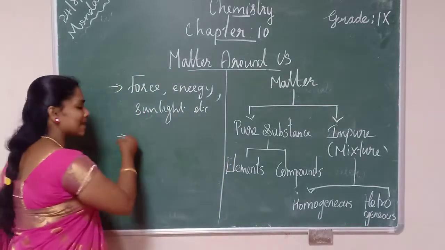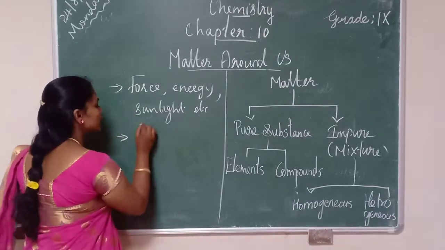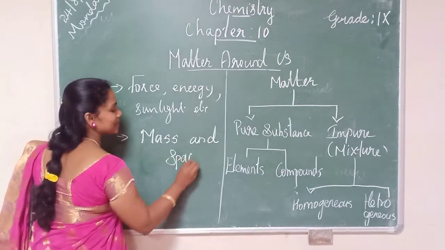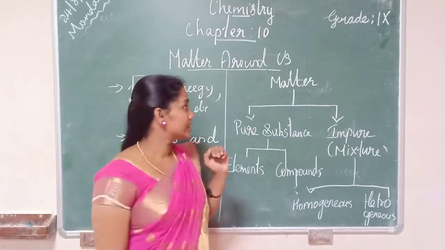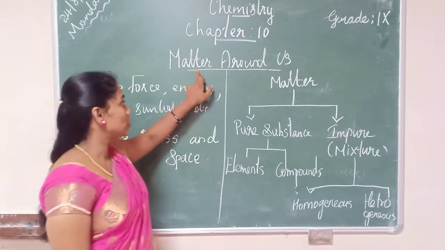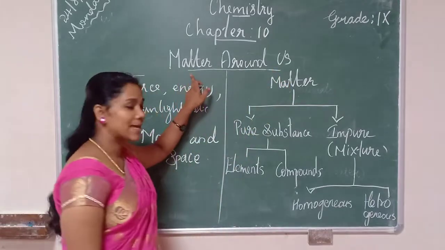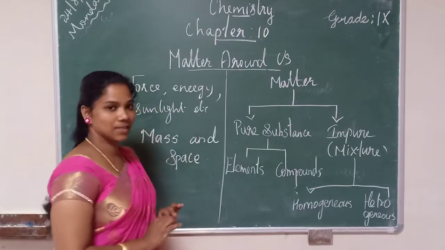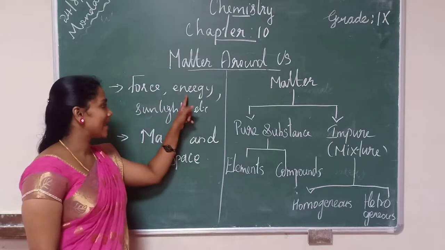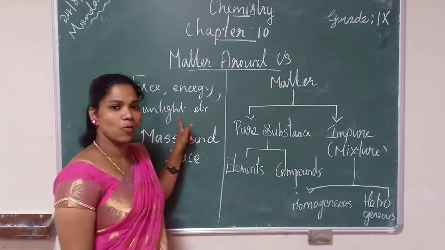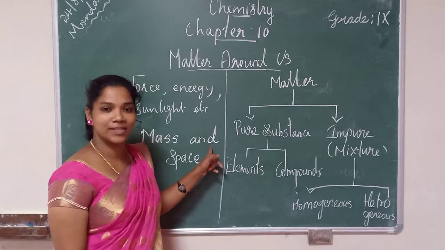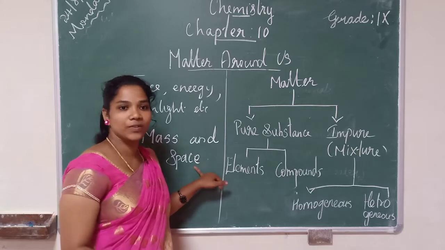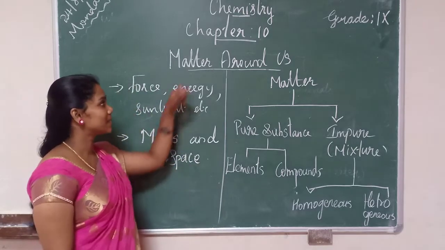So if a substance present in the universe possesses these two properties, what are the two properties? Mass, and if it occupies space, then we call that matter. Once again, I am repeating today's portion: we are going to learn about matter around us. The things we see, touch and feel come under matter. But there are exceptions: force, energy and sunlight are not considered matter, because they do not possess these two properties. What are the two properties? Mass and space. So all substances present in the universe, if they possess mass and space, come under matter.